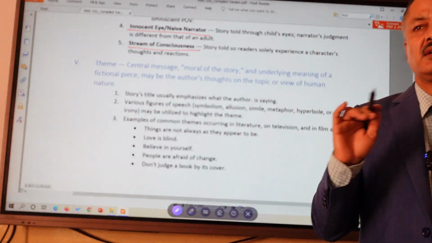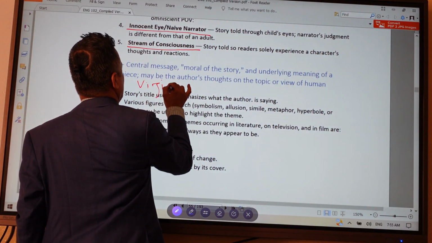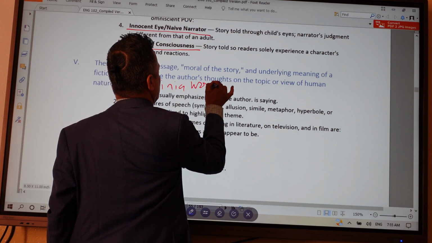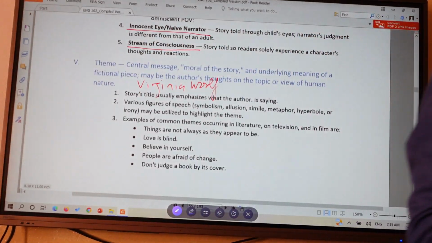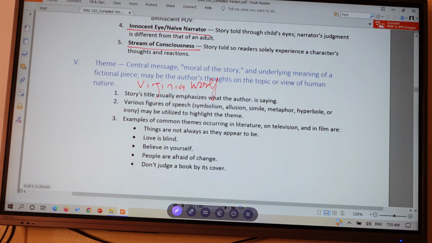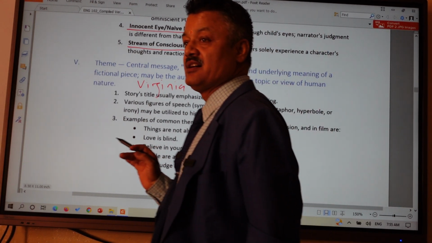Stream of consciousness is... Do you know about this? Have you heard about Virginia Woolf? No? Virginia Woolf has written many novels. One of them is To the Lighthouse.